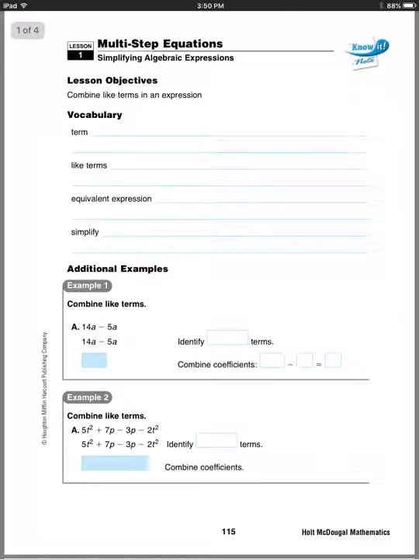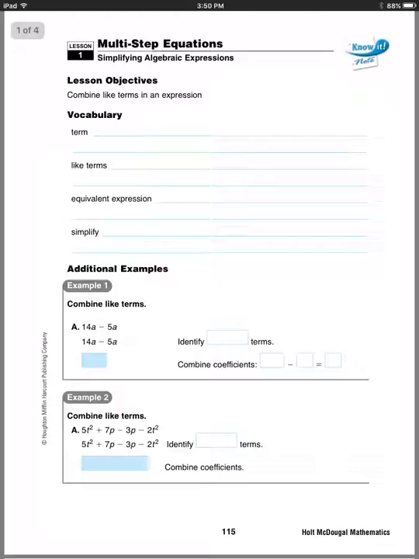Alright, new chapter. We are doing stuff with equations in this chapter. Before we can get to solving equations, we need to look at combining like terms. Okay? A term is a part of an expression separated by a plus or a minus sign.